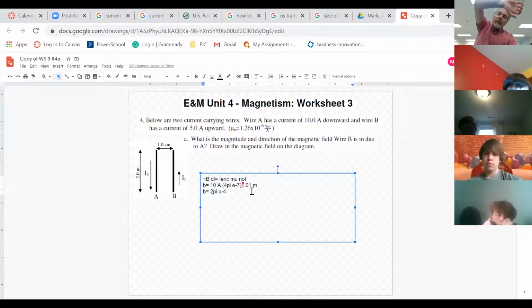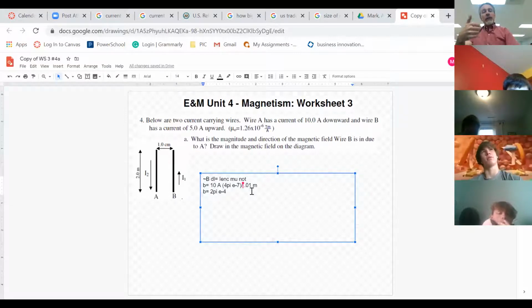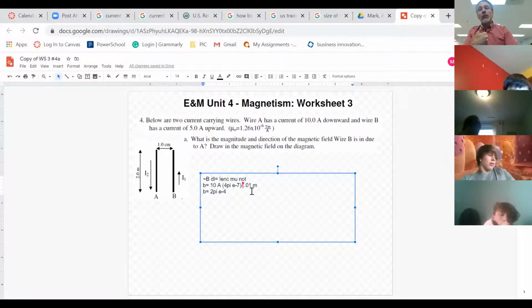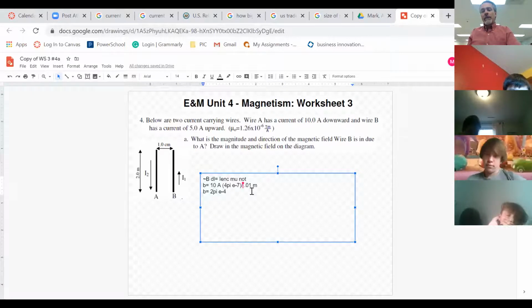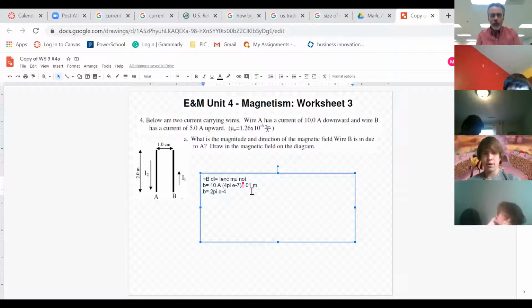Let's see. In between the two, from A, it's up. And from B, it's also up. Oh, you have to add. So it's actually adding, yeah. So again, the answer I got was 2 times 10 to the negative 4th.